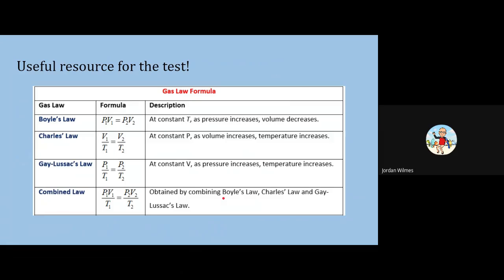Andrew, here's that slide that I was talking about. It has Boyle's law, Charles' law, Gay-Lussac's law, and the combined gas law all in here for you. Here are the descriptions reminding you of the things that are held constant.